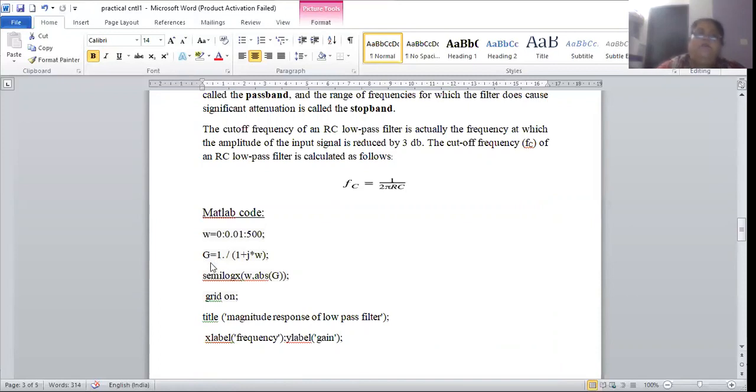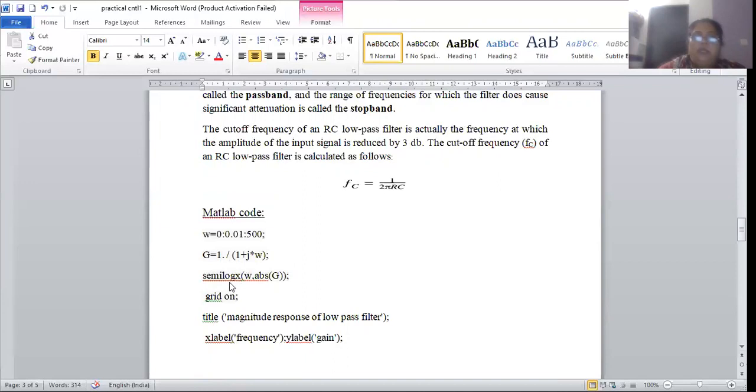Now the gain. What is the gain of the low pass filter? We have taken it as 1 ./ (1 plus j omega). As we have seen in the diagram, R and C are connected in series, so we have taken the combination of R and C and taken the gain. Now for the practical, we have taken the value of resistance as 1 ohm and the capacitor as 1 farad. So therefore the gain comes out like this.